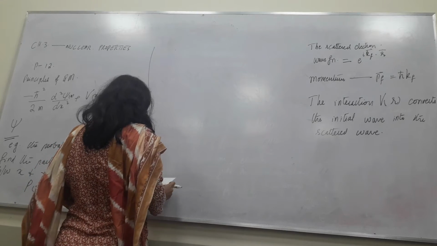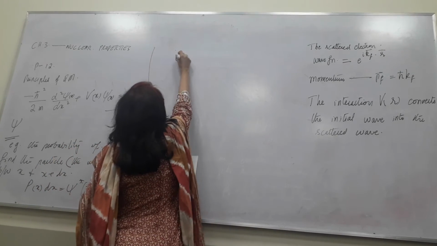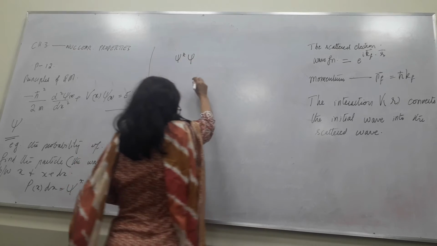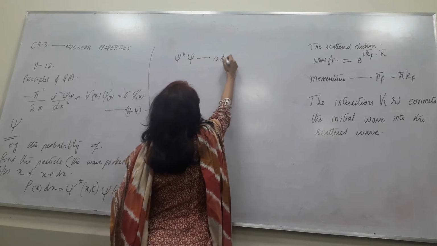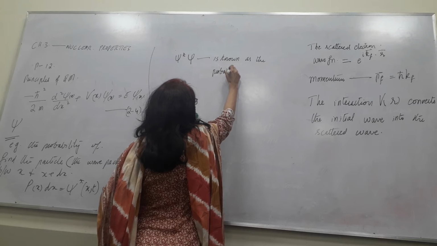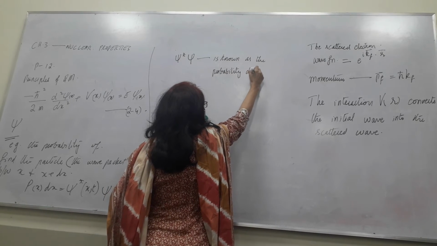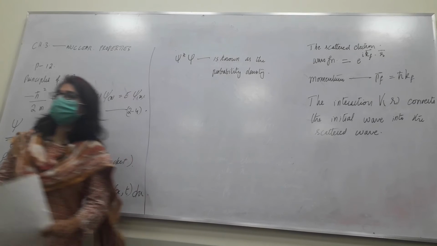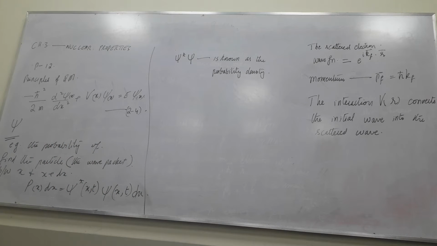So, in this case the quantity psi star psi is known as the probability density. Here we are finding the probability density of the nucleus, the one on which we are bombarding, not the beam of electrons. Basically, at this time we want to find where the region of the nucleus extends, okay?